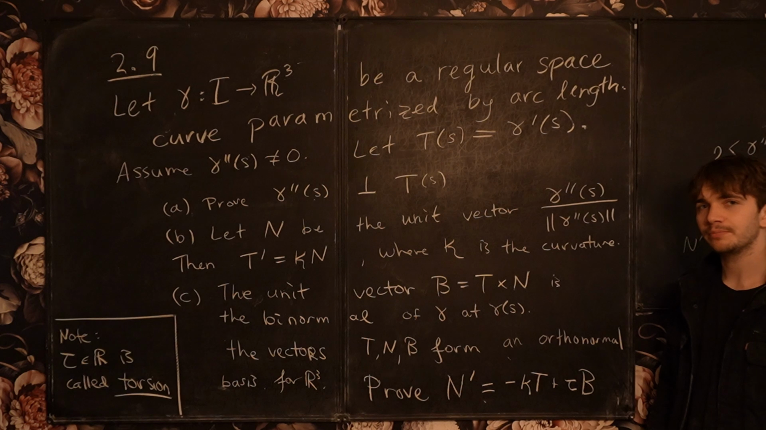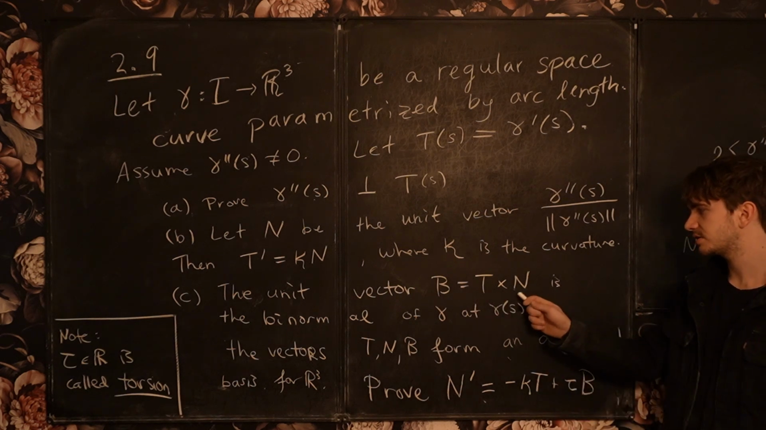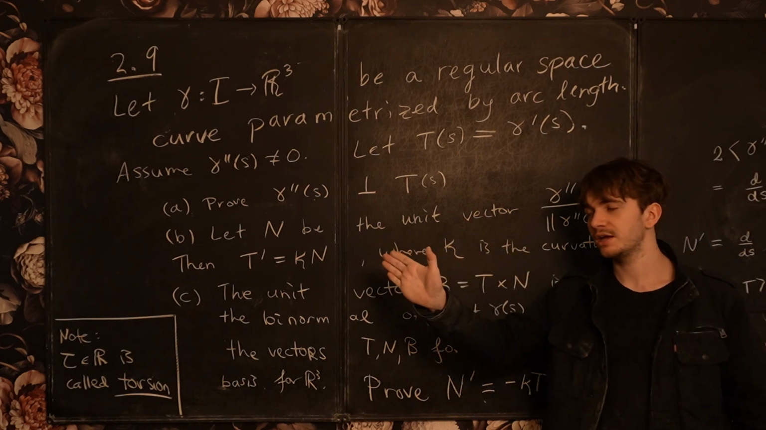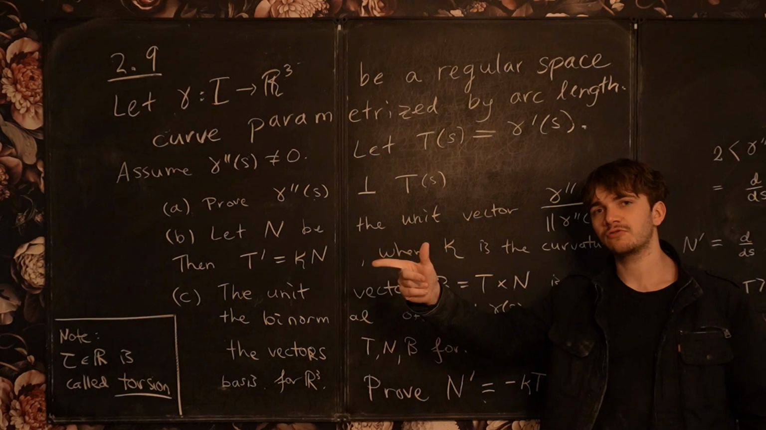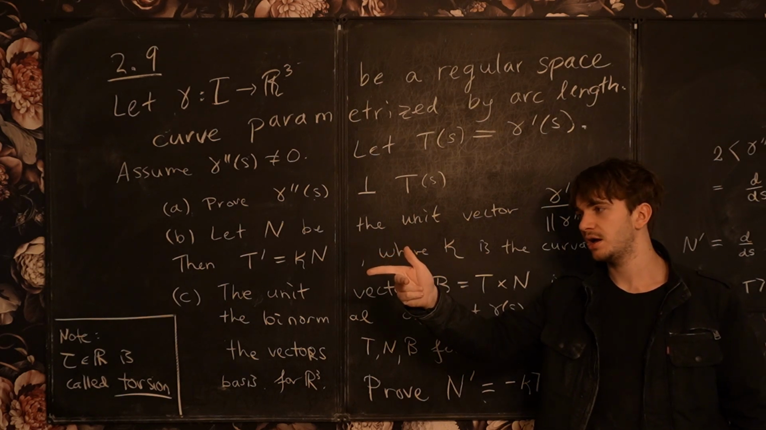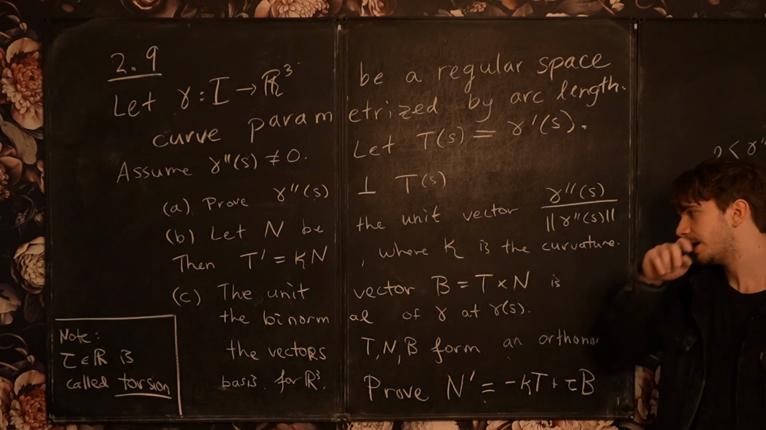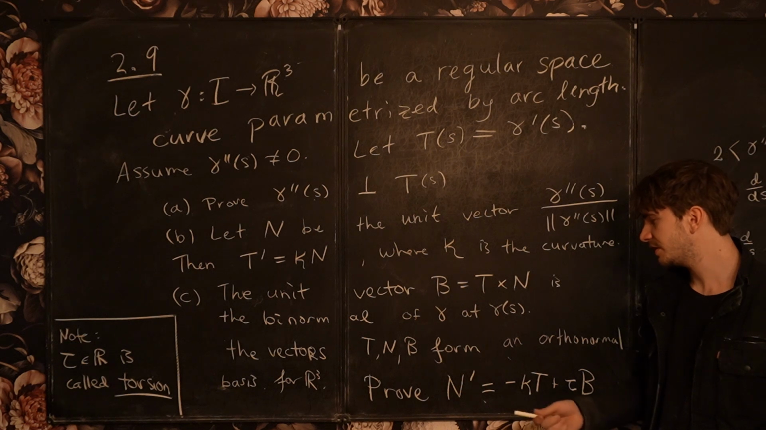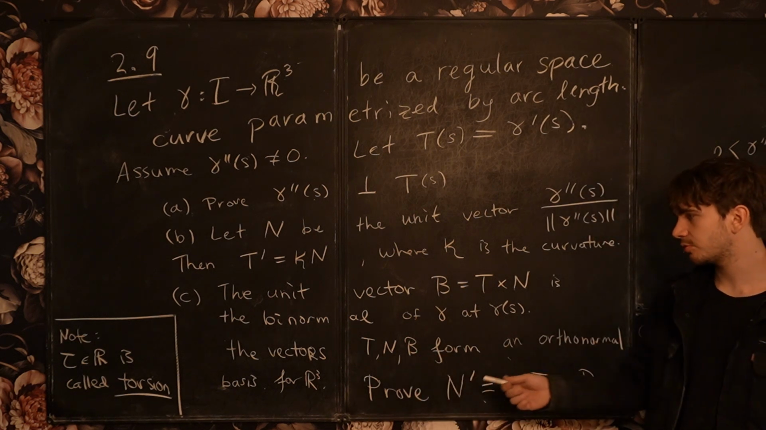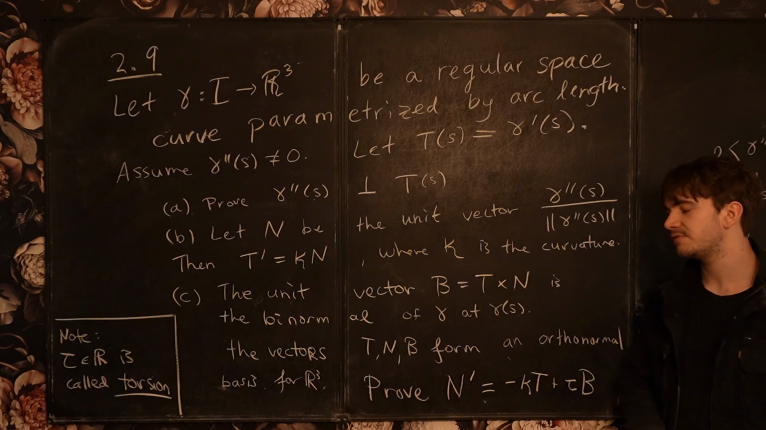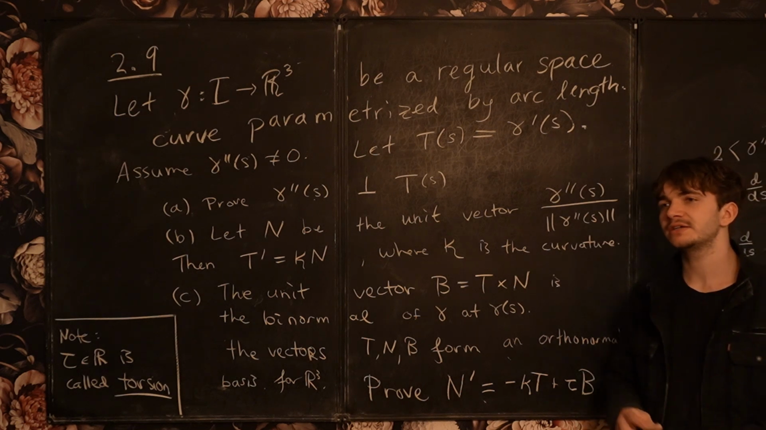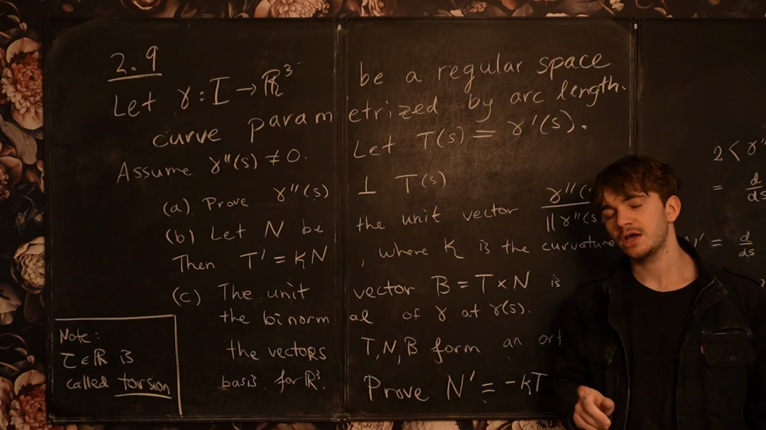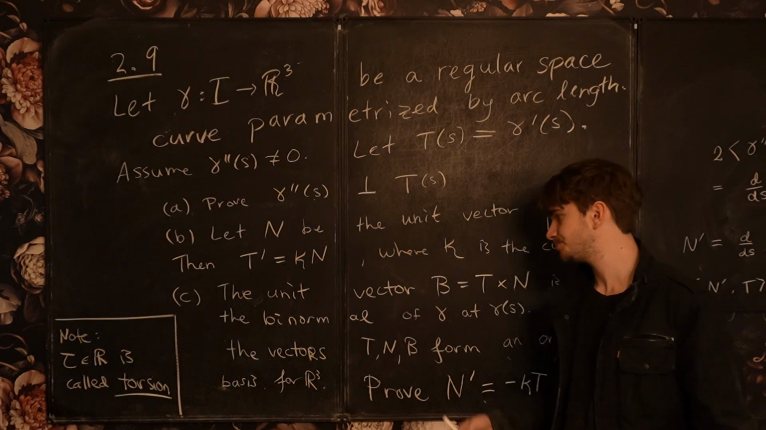we define a unit vector b to be t cross n, okay, so right-handed rule: here's t, here's n. The vector b is going to form a right-handed frame with t and n, and it's called the binormal of the curve gamma. And these three vectors, t, n and b, form an orthonormal basis, and it's called a TNB frame. The reason why it's called a frame is because it's a smoothly varying basis for the tangent space at every point in the curve, okay?